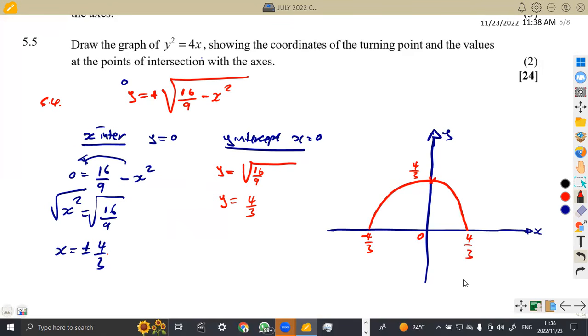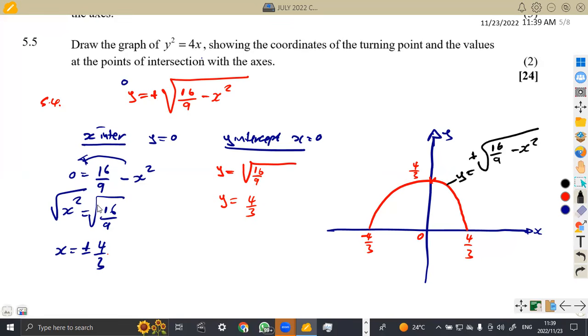So that's it. And don't forget to write the equation of the line. So y is equal to the square root of 16 over 9 minus x squared. So this one, it's a plus. If it was plus or minus, it was going to be a complete circle like that at minus 4 over 3. But in this case, we are just referring to a half circle. So that's what we had on question 5.4.